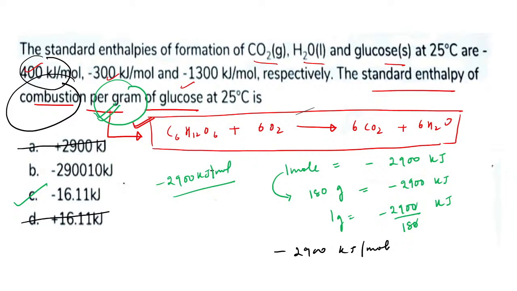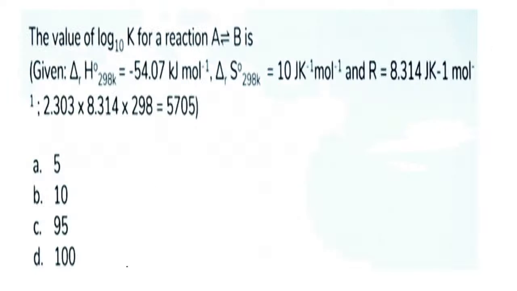Now if we have less time in the exam, or we have to make a smart guess, definitely we'll go with option C, because the other value is too high, and they have asked per gram, so it must be minus 16.1111, right. So is it clear to all of you? Any doubts in this question? Is it clear, guys? Okay, if you have any doubts, you can let me know in the comment section. Meanwhile, we can take the next one.